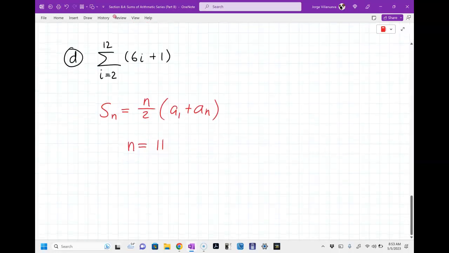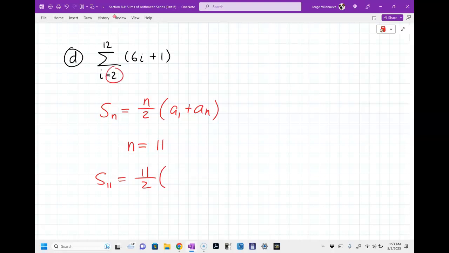So we're going to find S sub 11 equal to 11 over 2 times. Now I got to find my first term. So for my first term, I'm going to plug in the 2, the very bottom number. So plug 2 into 6i plus 1. So that's going to be 6 times 2 plus 1, 12 plus 1. That's 13. So the 13 goes there.